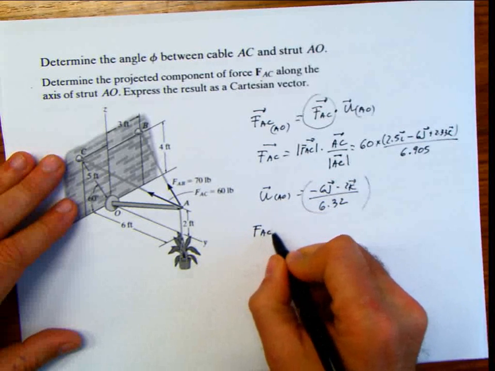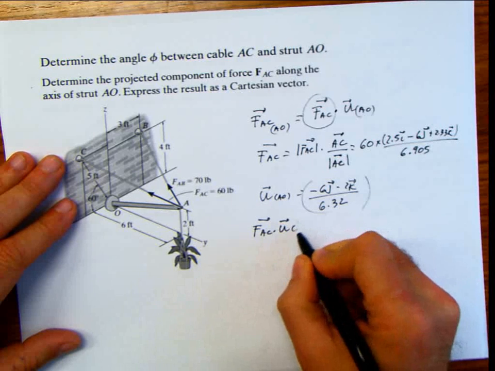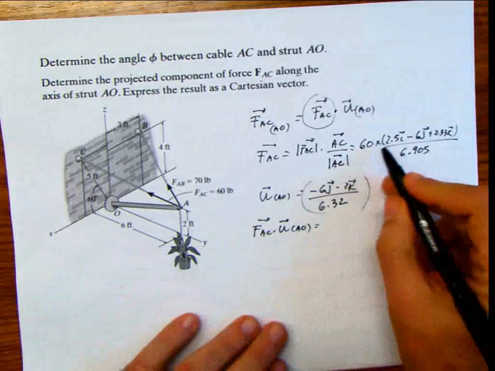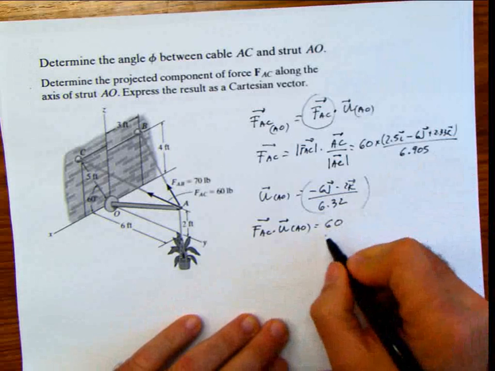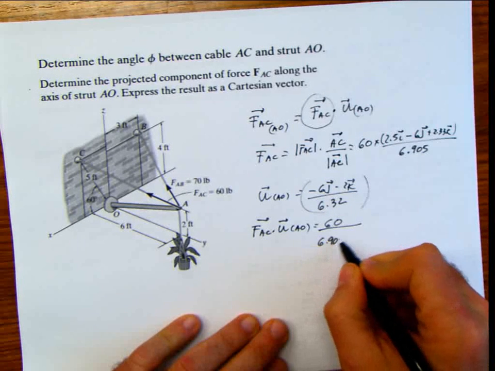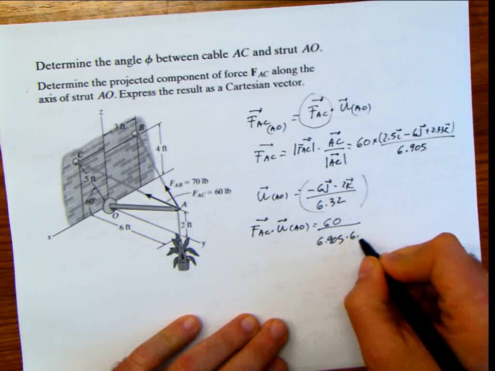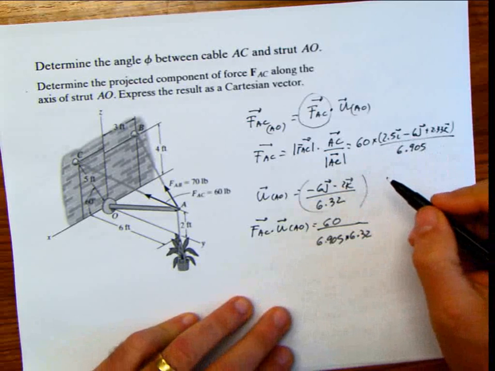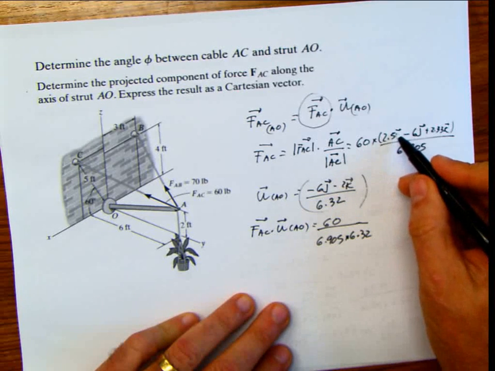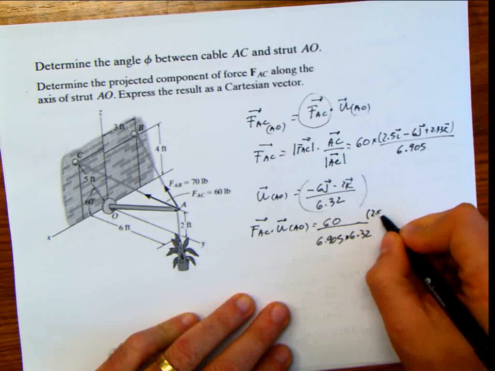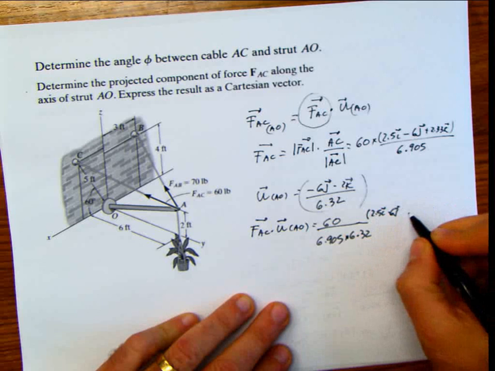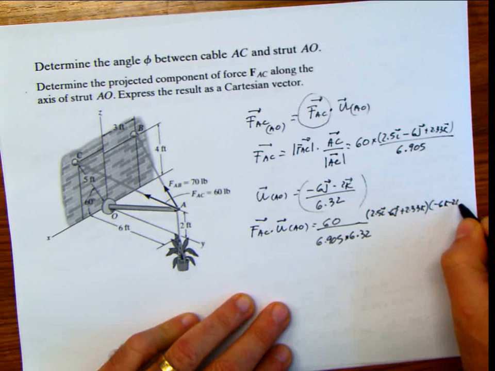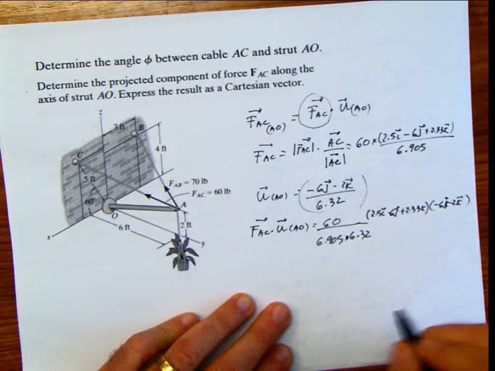If I do this now, FAC dot multiplied by the unit vector in the direction AO, I can do it just by getting this 60 divided by 6.905 and this divided by 6.32 also here, and then I'm going to do the dot multiplication of the two vectors, which is 2.5i minus 6j plus 2.33k dot multiplied by negative 6j, I'm sorry, negative 2k. But I did this before.